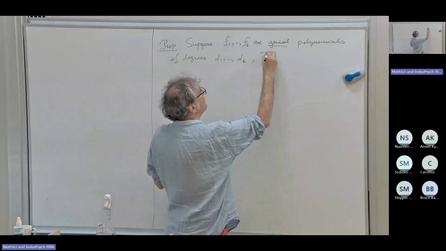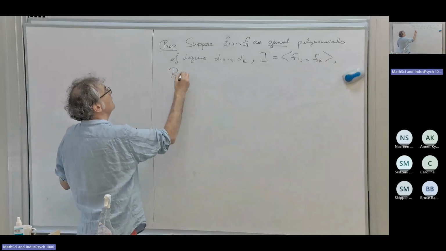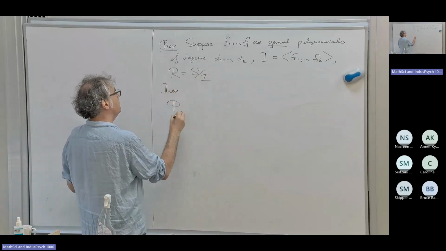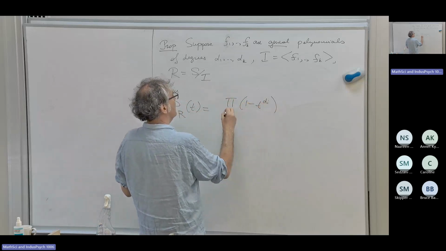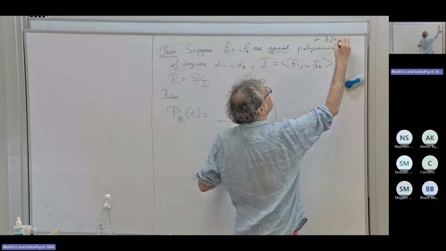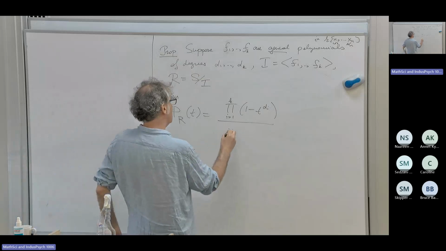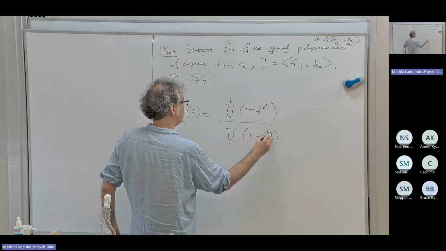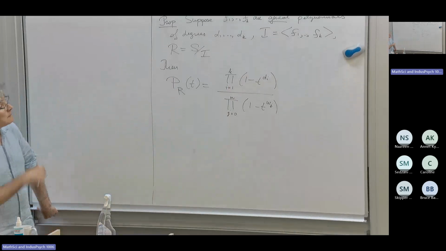Of degrees d1 up to dk, and I is the ideal generated by f1 up to fk, and R is S mod I. Then the Hilbert series for this ring has the following shape: the product of 1 minus t to the di, i goes from 1 to k, over, where S is polynomials in k[x0, ..., xn] with weights w0 to wn, the standard setup, the product of 1 minus t to the wj, j goes from 0 to n. So that's the general formula.